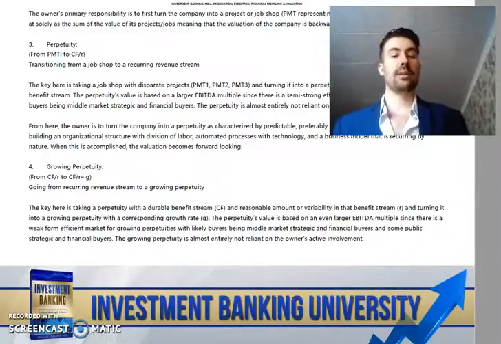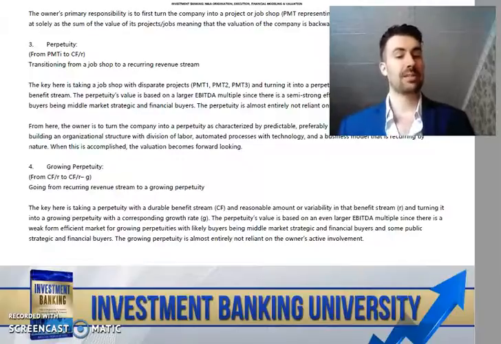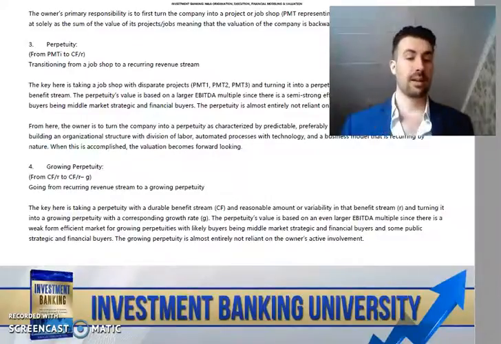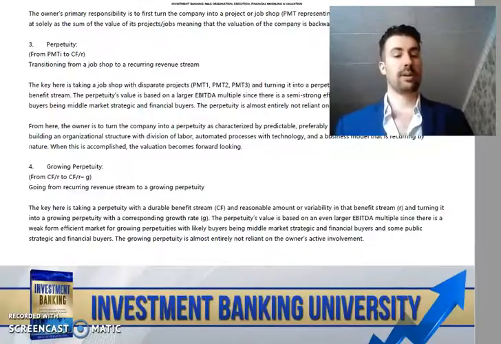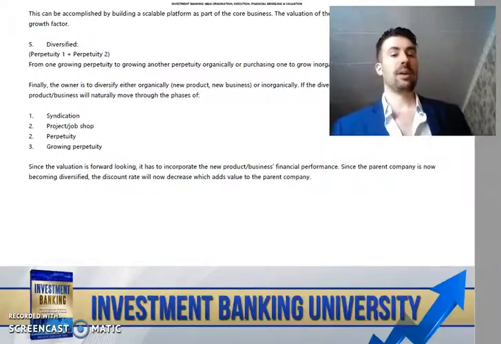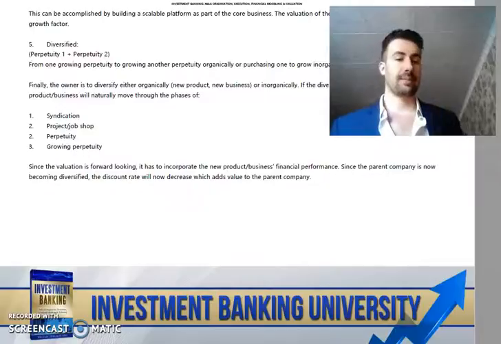The perpetuity's value is based on an even larger EBITDA multiple, since there is a more efficient market for growing perpetuities, with likely buyers being middle market, strategic, and financial buyers, and in fact some public, strategic, and financial buyers. The growing perpetuity is almost entirely not reliant on the owner's active involvement, and this can be accomplished by building a scalable platform as part of the core business. The valuation of the company now has to incorporate a growth factor, and that's why we get the CF over R minus G.